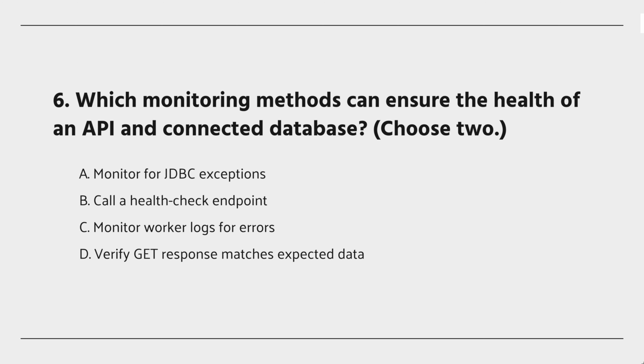So, the correct answers are: calling a health check endpoint is a quick way to confirm if the system is up and running as expected. A GET call to an API endpoint lets you verify the data returned is correct, helping to catch any issues early on.